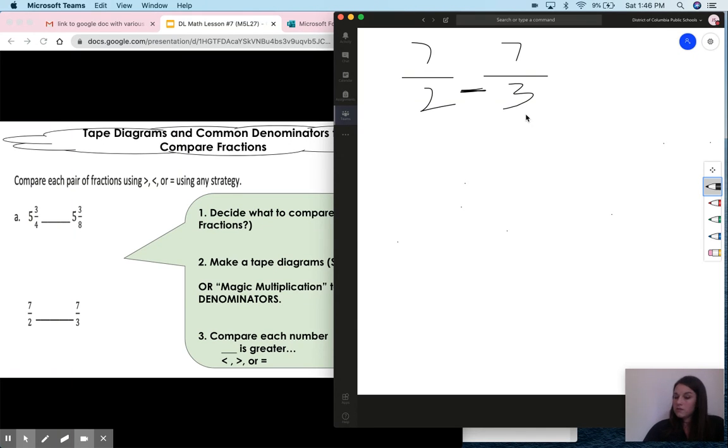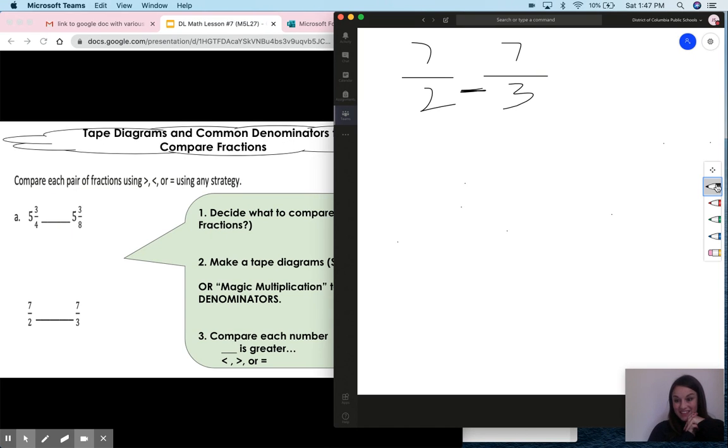7/2 and 7/3. There's a few different ways I could do this. I could fix them each into whole numbers. Yeah, I don't have to do that though. Watch. Let's just use magic multiplication to find common denominators. So the question is, can I make 2 and 3 into the same number? Can I make 2 become 3 by multiplying? No. Can I make 3 into 2 by multiplying? No, definitely not. It's bigger. But what number could I make using both of them?